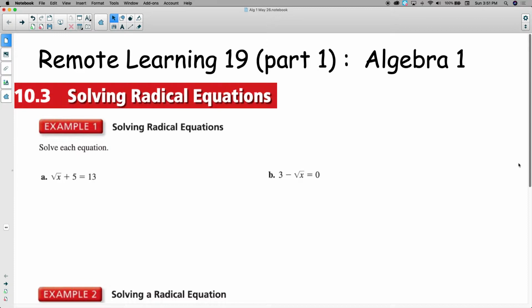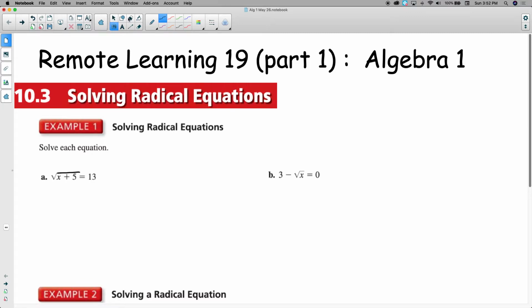10.3, solving radical equations. That is to say, solving equations with a square root or a cubic root or an nth root. Doesn't necessarily have to be a square root. So, and here in example number 1, we're going to solve for x, but as is going to be the case, a theme or a strategy for all of these problems is going to be to isolate the square root piece first and foremost. So over here, I need to get the square root piece by itself. The plus 5 is not in the square root, otherwise I would do this.